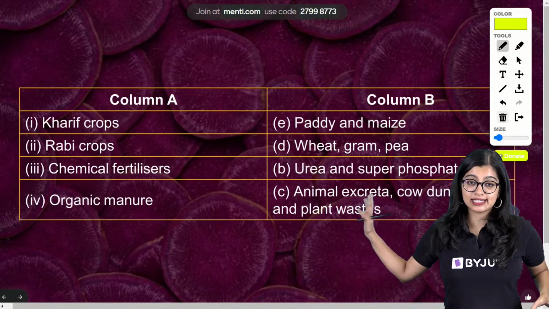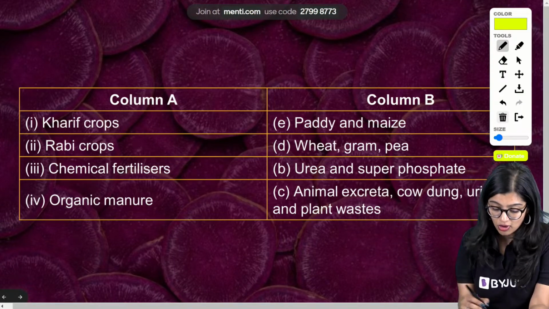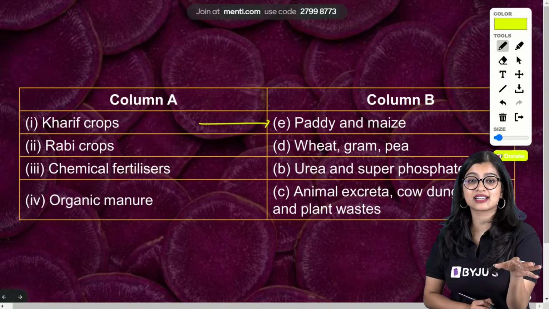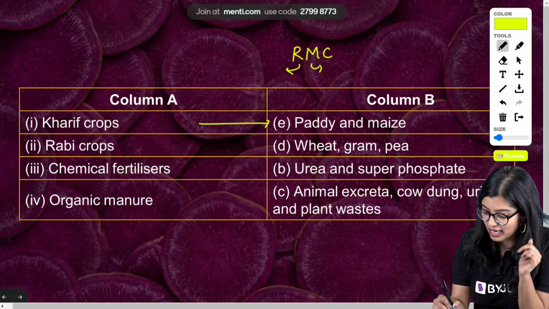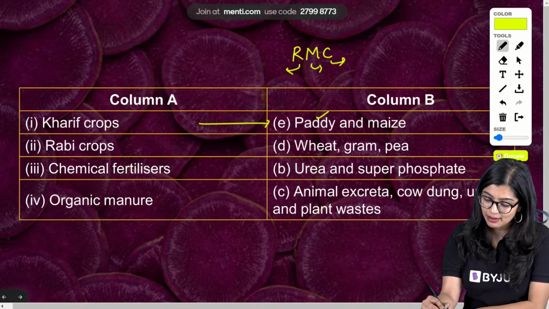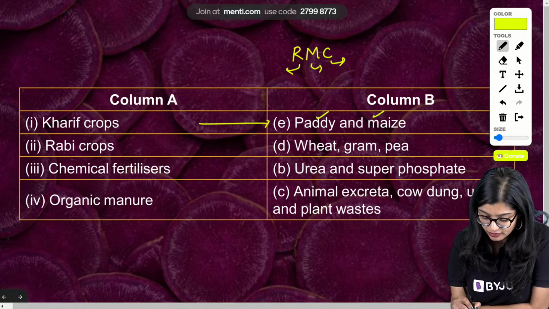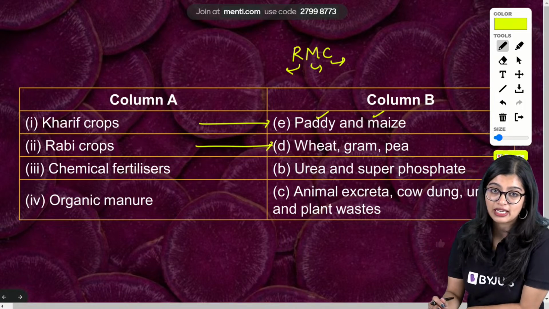So, of course, this is the correct match, right? So, as you all know, kharif crops that are there, examples of kharif crops we just discussed, RMC, right? What is RMC? Rice, maize, cotton. Paddy and maize are examples of kharif crops. Rabi crops that is there, as we know, include your wheat, grams and pea.